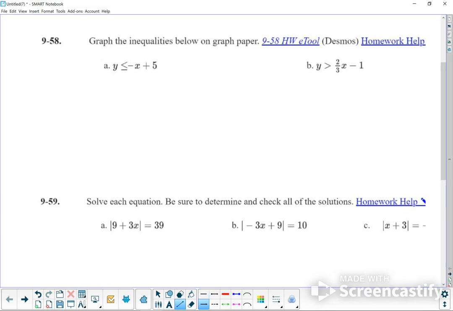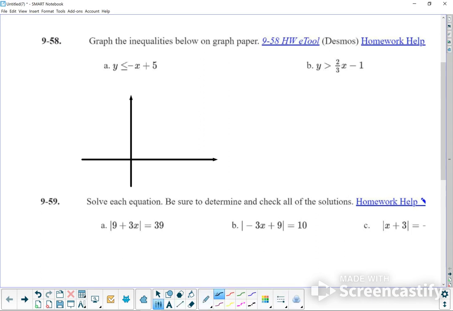So here's my x-axis, here's my y-axis, and you've got 1, 2, 3, 4, 5, and 1, 2, 3, 4. You know what? I need a little bit more. And 5. Okay, and I don't really need to do the other part of the axis. So for the graph, I'm going to have to start with my y-intercept, which is this number right here. That's my y-intercept. So I'm going to start at positive 5.